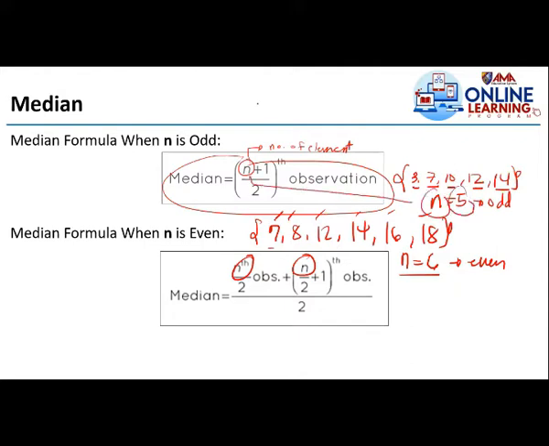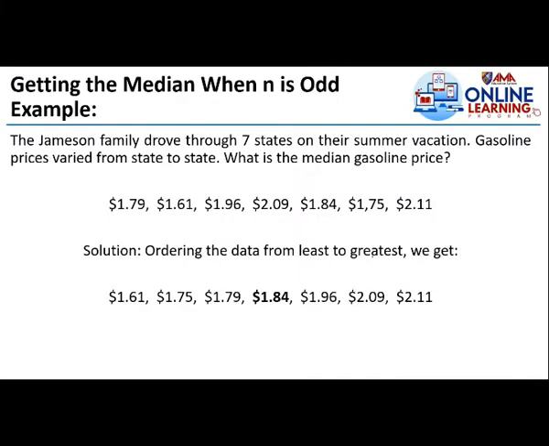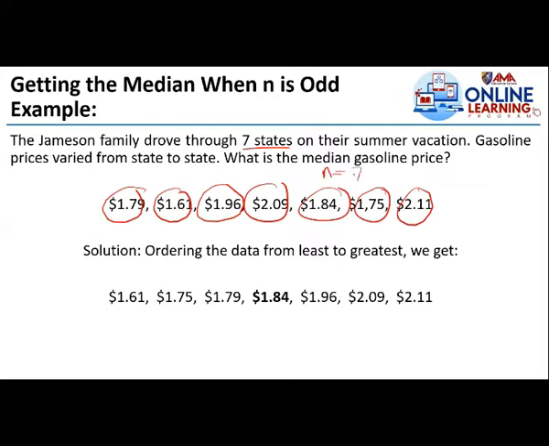So let's have an example instead, para mas maintindihan. Now, the Jameson family drove through 7 states on their summer vacation. Gasoline prices varied from state to state. What is the median of the gasoline price? So ito yung given. Bumiyahe daw sila ng 7 states on their summer vacation. Ito yung mga prices ng gasolina on each of the states. We are getting the median. Ang N natin is 7, obviously.